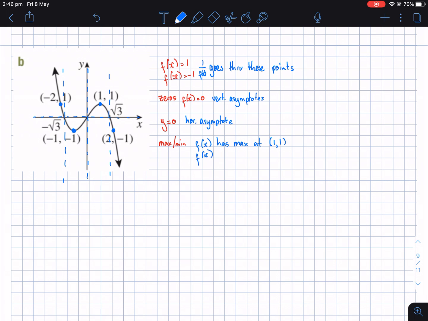F of x has a min at, see how this one's going like that? So 1 on f of x has a max at, it's going to have the same x coordinate, and then it's going to be 1 over the y coordinate. So it's going to be there again. And 1 on f of x has a max at -1, 1 on -1, which is there again.